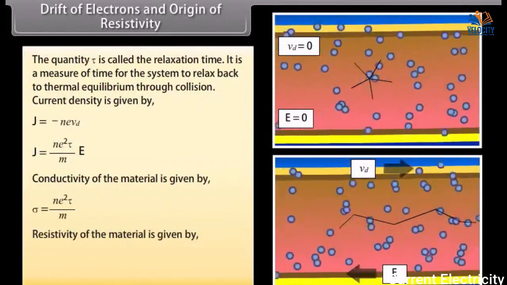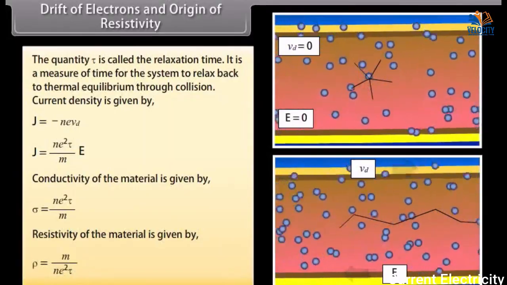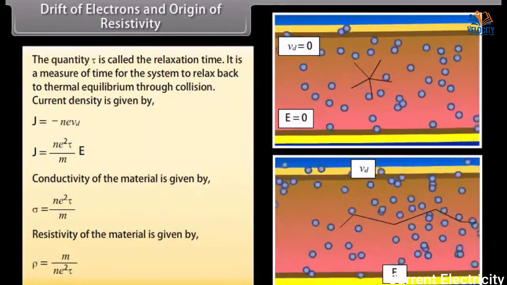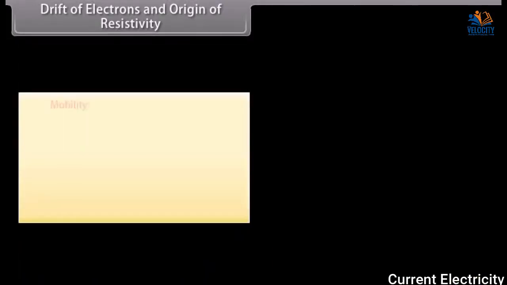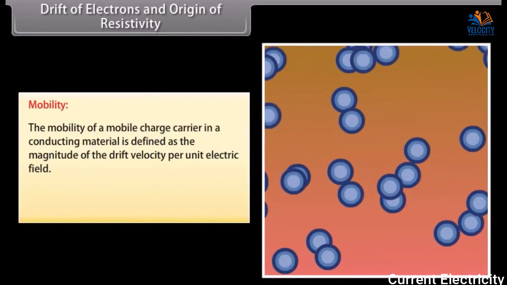Hence, conductivity of the material is given by sigma equals n e squared tau upon m. And resistivity of the material is given by rho equals m upon the product of n, e squared and tau. Mobility. The mobility of a mobile charge carrier in a conducting material is defined as the magnitude of the drift velocity per unit electric field. Mobility, mu, equals Vd upon E, which is equal to e tau upon m.